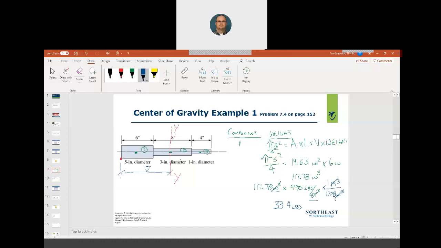So I get 7.068 square inches times 8 inches long times 8, times 490, divided by 1728. So I get 16.0 pounds for component 2. Component 2's number is this guy right here.